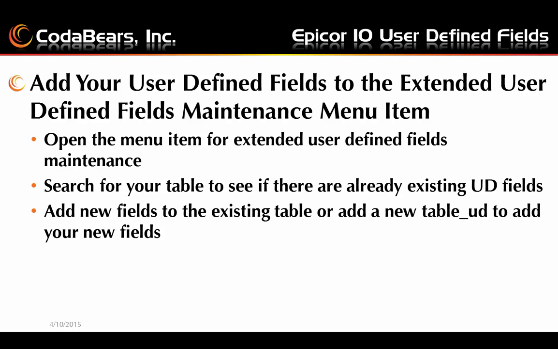The next step will be to add your user-defined fields to the extended user-defined fields maintenance menu. So you'll open this menu item in Epicor. You're going to search for the table to see if there are already existing user-defined tables or defined fields in that table, and if so, you can just add new fields to that already existing UD table. Otherwise, you will add a new table to be able to then add your new fields to that table.